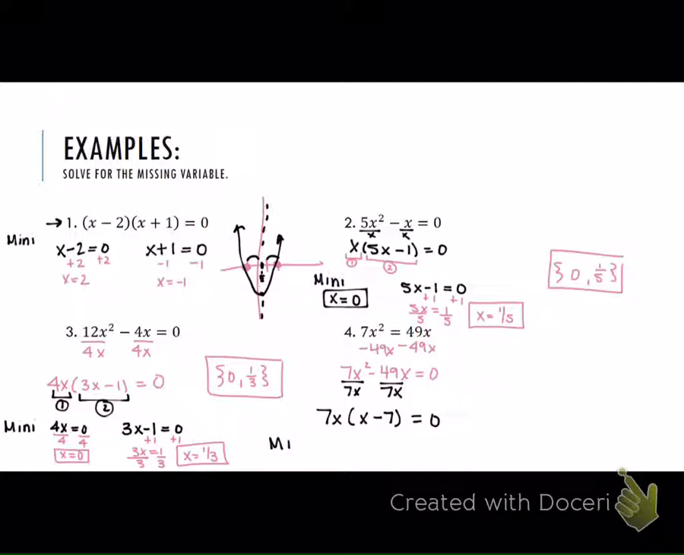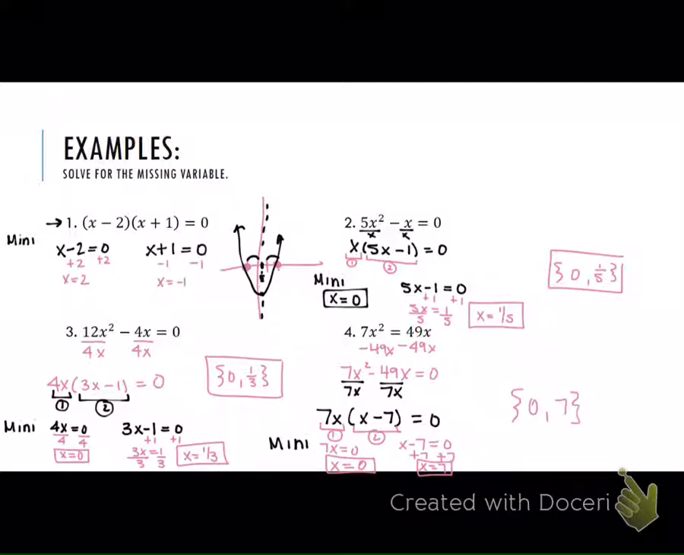So what are my mini equations, Emma? No, once we get to other factoring, it will not. So the first one is x equals, not 7, 0. And the other one is x equals 7. So our answers here are 0, 7.